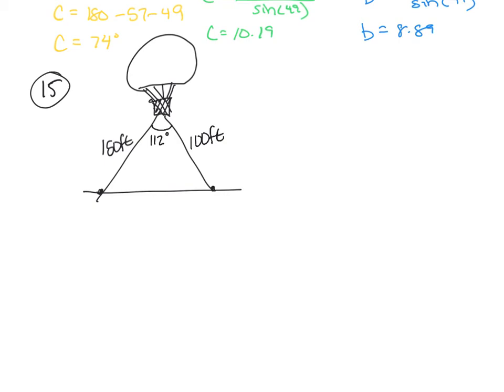So it's essentially asking for this C length right here. So from here to here, what is that? That's the only part we need to solve for. We do not need to solve for the whole triangle. So let's solve for just this length.